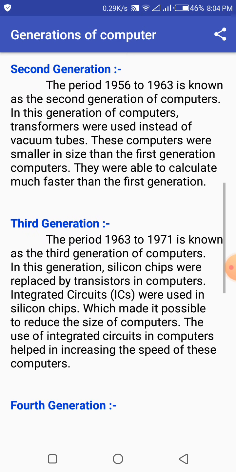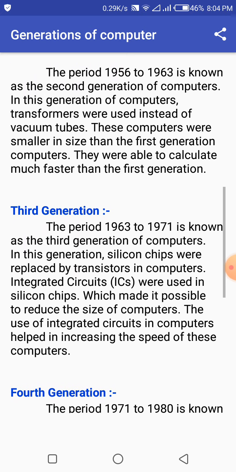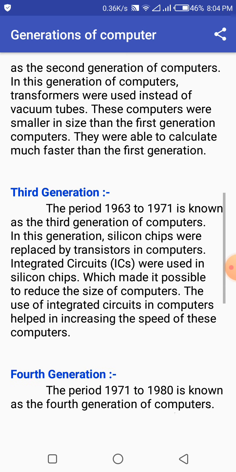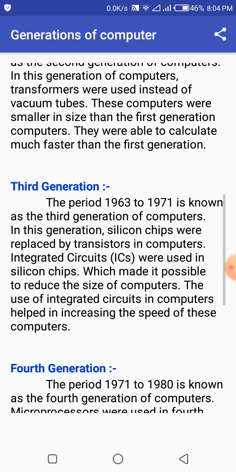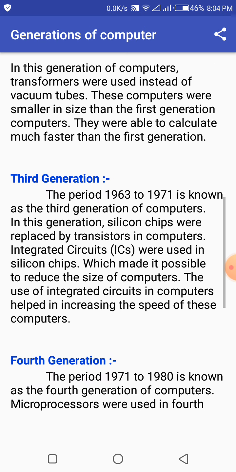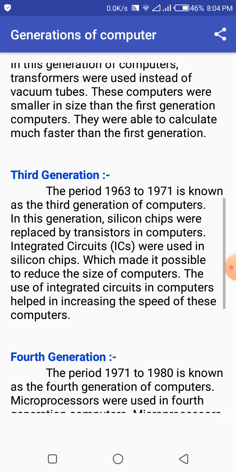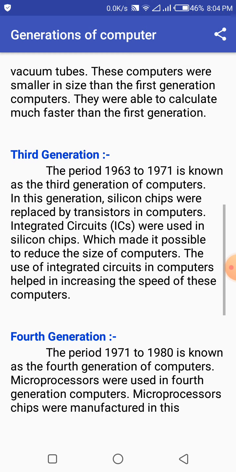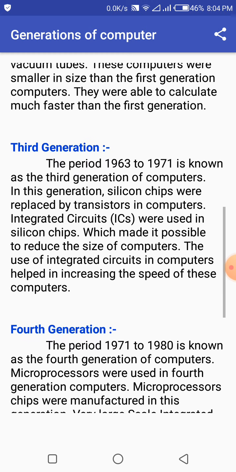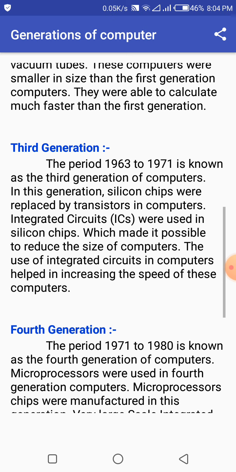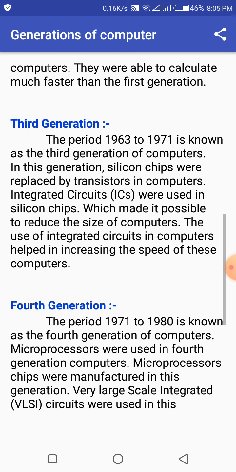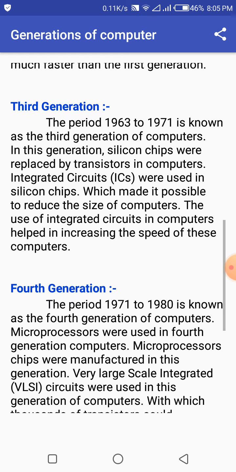Second generation. The period 1956 to 1963 is known as the second generation of computers. In the second generation of computers, transformers were used instead of vacuum tubes. These computers were smaller in size than the first generation computers. They were able to calculate much faster than the first generation.